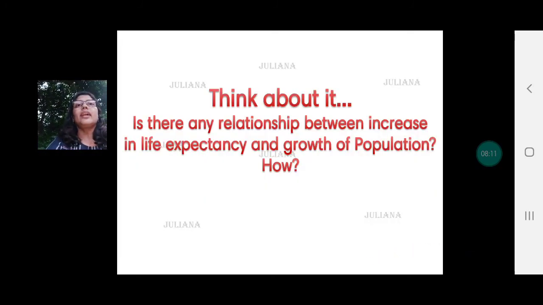Okay, now think about it. Is there any relationship between increase in life expectancy and growth of population? Do you find any relationship? Yes? No? How many yes? How many no's? You can put your hands up. Okay, raise your hands up and I can see them. There are many who are nodding their heads and saying yes, there is.